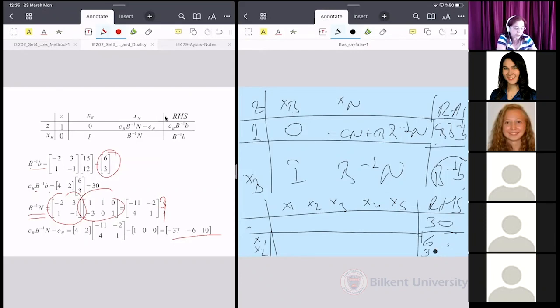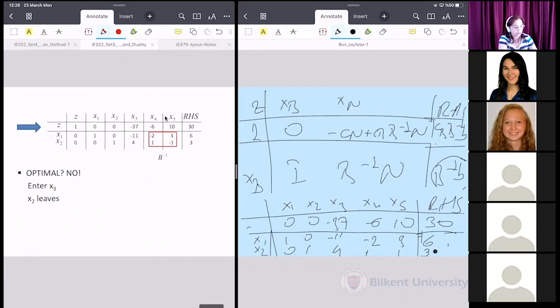And so in here, I'm going to have 1, 0, 0, 1, and these will be 0. And the objective functions are like minus 37, minus 6 and 10. And my here is minus 11, 4, minus 2, 1, and 3 and 1. Okay? So this is my table written in a lot cleaner way.